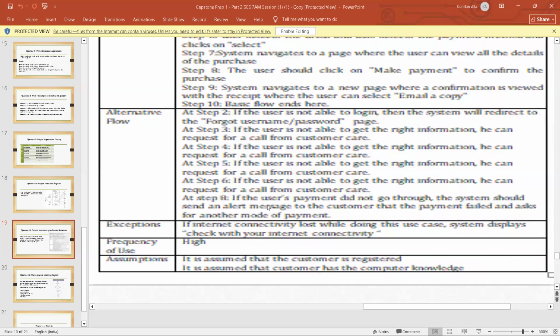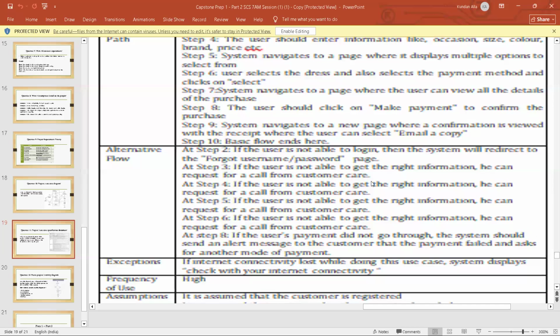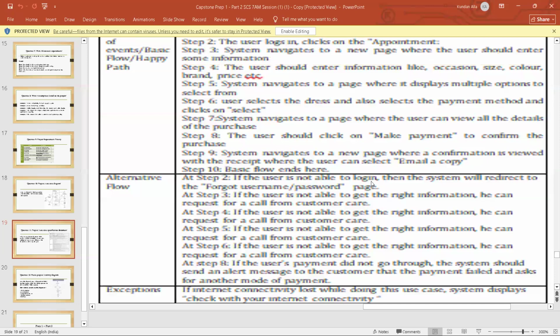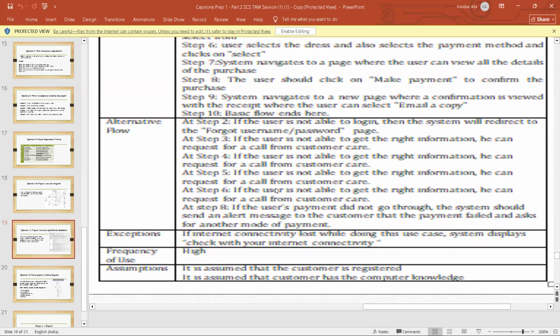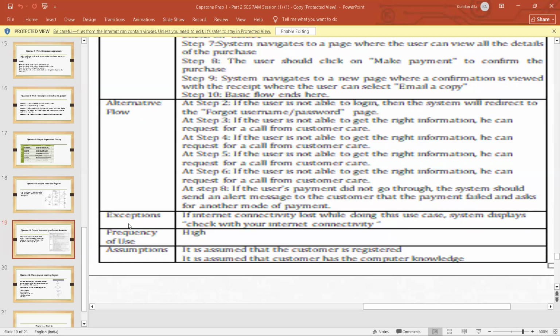Okay, so like this, for each and every use case you need to write like this only. You need to find out what the normal flows are, what the alternative flows are, and you need to find out exceptions, frequency of use, and assumptions also.